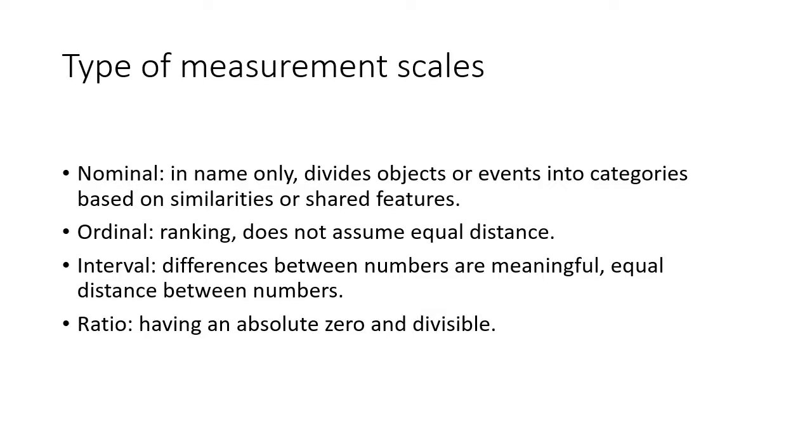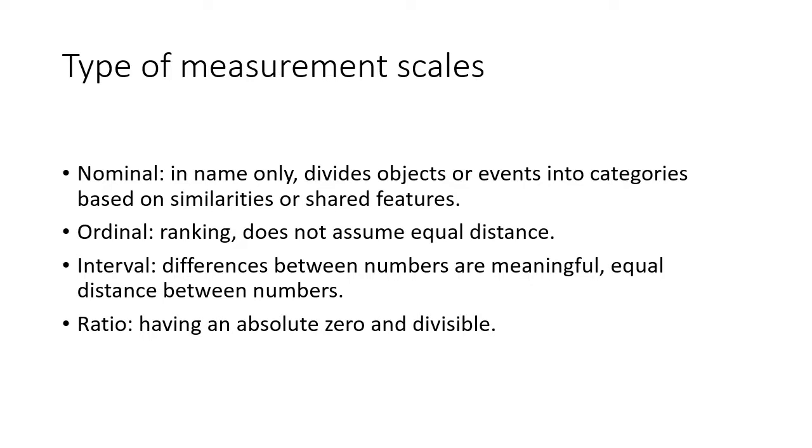Now the types of measurement scales. This is something that you had in your statistics class: nominal, ordinal, interval, ratio. Nominal is name only. Ordinal is ranking. Interval is where the differences between numbers are meaningful, with equal distance. Ratio is very similar to interval, but it has an absolute zero and is divisible. Interval is not necessarily divisible, but ratio is definitely divisible, and it definitely has an absolute zero.